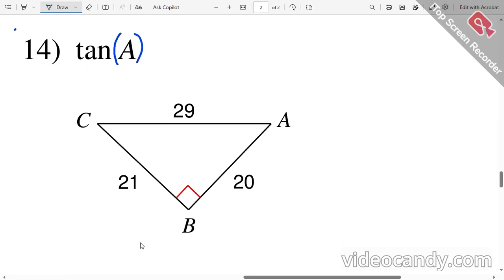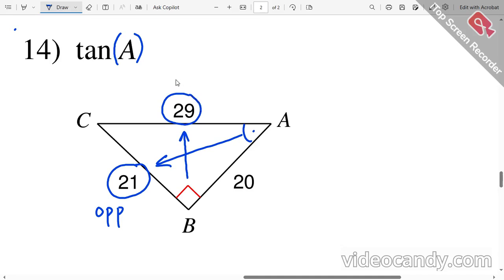Just like we've been doing, you go to angle A on the triangle, that's right here. You go across from the angle that's being referenced, and that side length is your opposite. For the hypotenuse, you look for the right angle. You go across from angle to side. That side length is your hypotenuse. The remaining side that's left over is your adjacent.